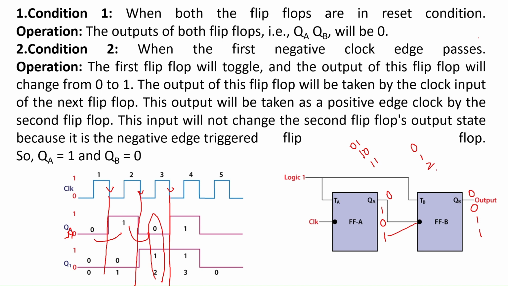So we have counted 4 states, 0, 1, 2, 3. The total number of states that are counted is 4. Thus, we have designed a counter that could count 4 clock pulses that arrive at its flip-flop.